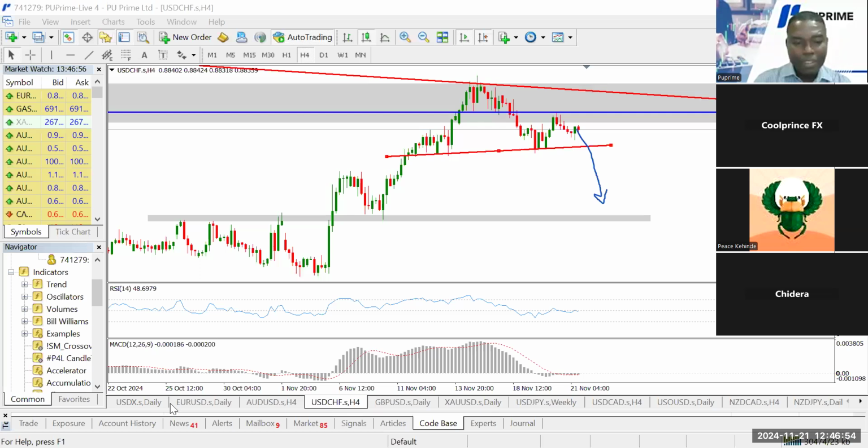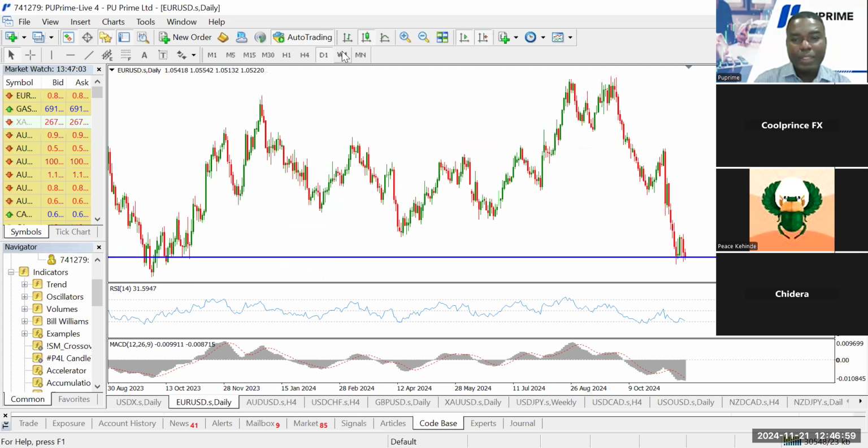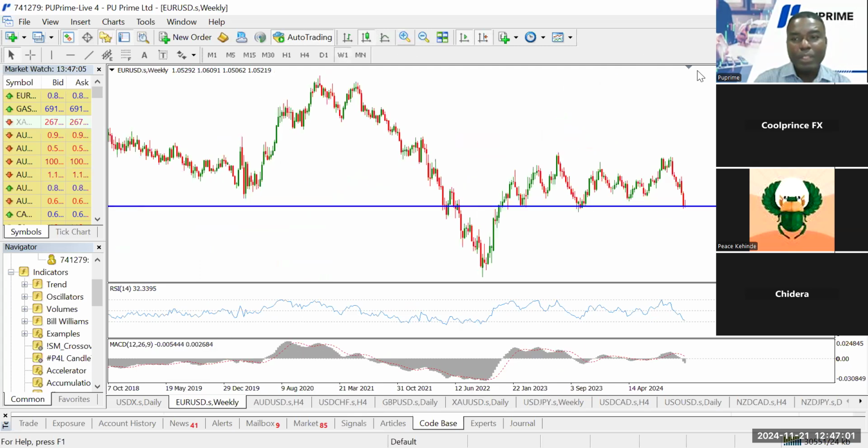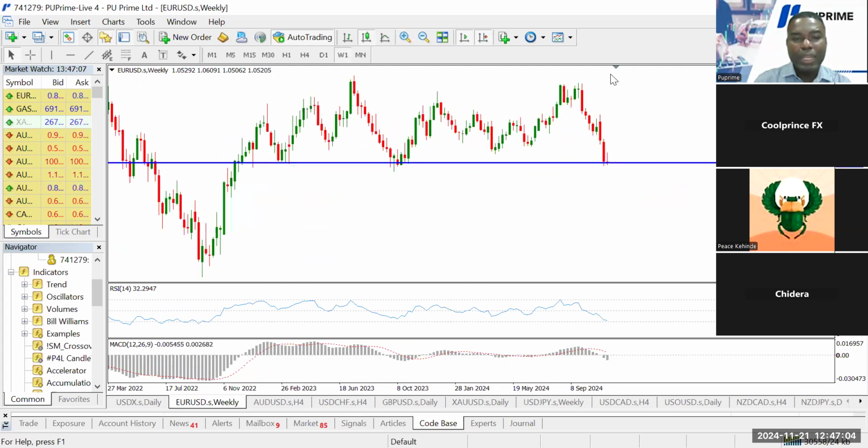And if we flip again, we can check the Euro USD. For the Euro USD, we can see that price is trading around a support level on the weekly time frame. The candle for last week touched this support, and even recent candles this week.